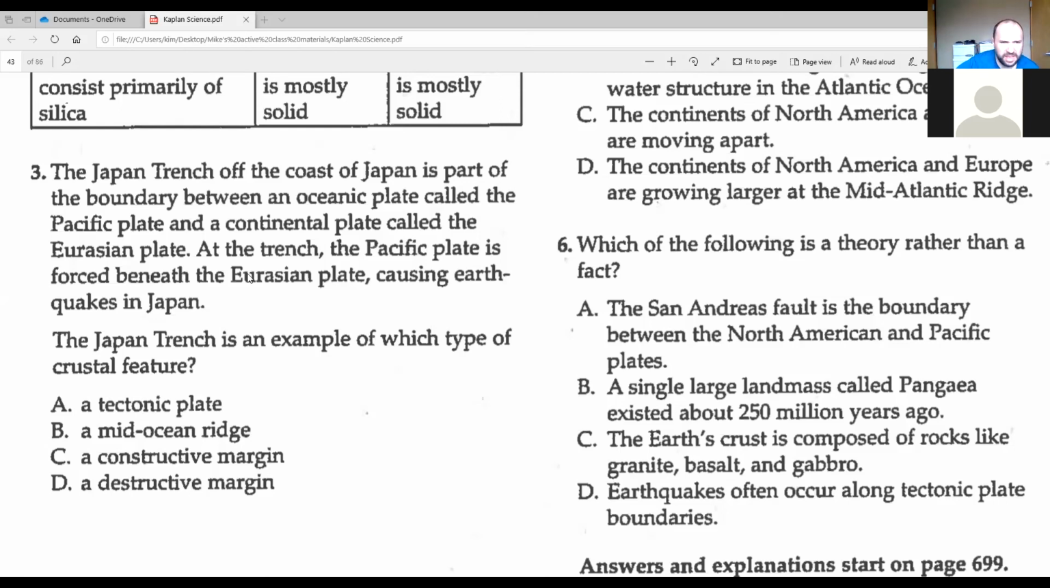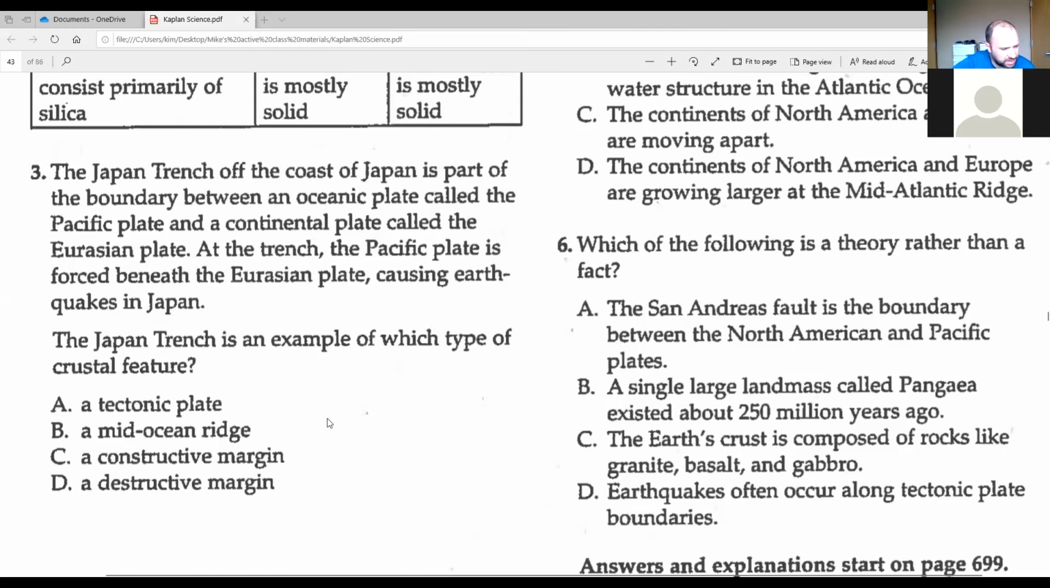So when they say the Pacific plate is forced beneath the Eurasian plate, that means one plate is being pushed under the other. So what is happening? Is new crust being made, or is new crust being destroyed? New crust is being destroyed, right?